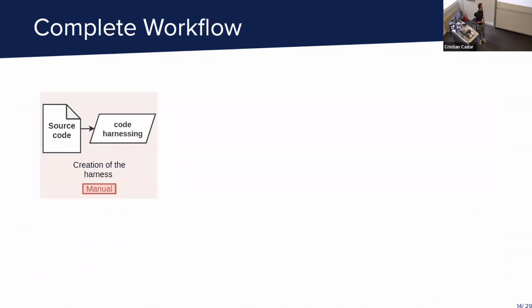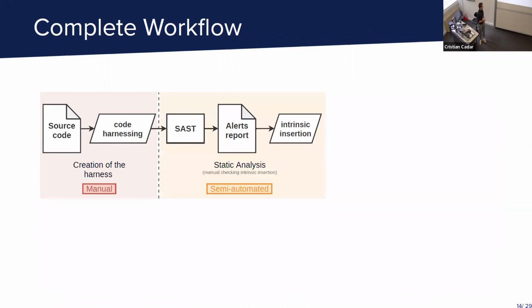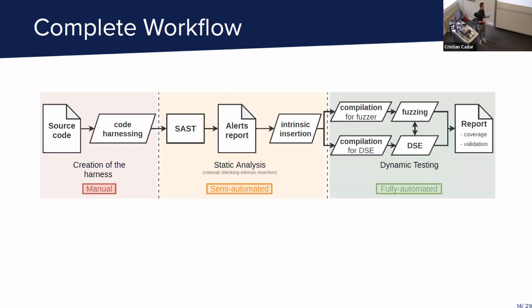So if I sum up very briefly the whole workflow, we have our source code. Obviously, the hardest part in every fuzzing campaign is to write the harness to be able to target the specific components of the programs that you want to test. And then you run your static analysis tool from which you obtain the reports. You insert the intrinsic functions into it. And what we try to automate as much as possible is compiling it for every target fuzzer, running them, making them talk with each other, and then the output is the reports of the alerts that have been covered and the ones that have been validated.